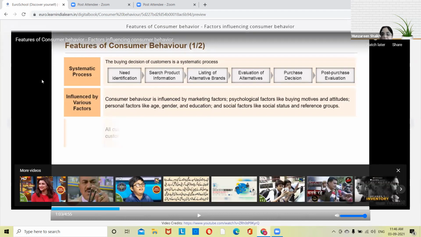Okay, what are the factors influenced? Okay, factors which influence the consumer behavior. You all can take points from this.